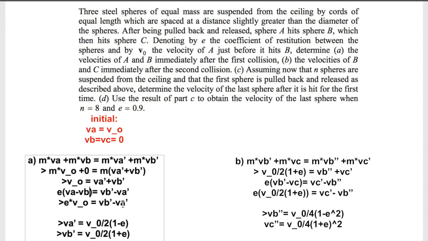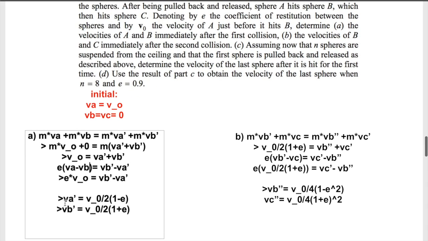By solving for either VB after hit or VA after hit, we can plug into our first equation and solve, and then we find that VA after hit equals the initial velocity divided by 2 times 1 minus E, and then VB after hit equals the initial velocity divided by 2 times 1 plus E.